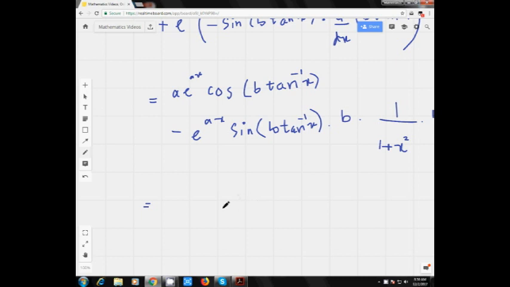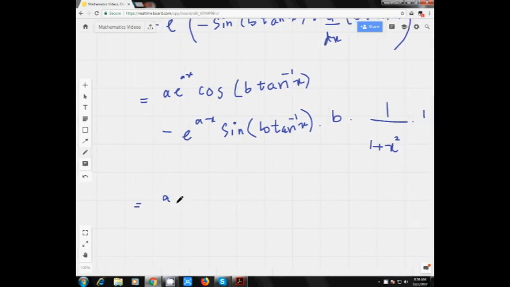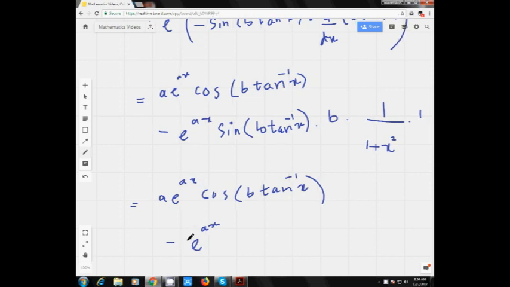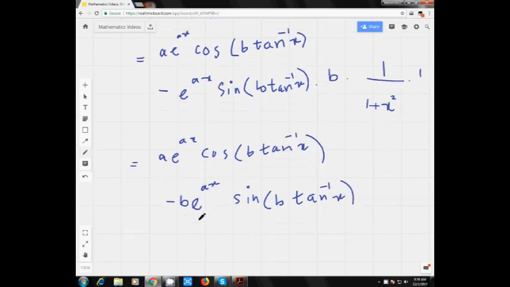This is simply equal to a times e raised to the power x cos of b tan inverse x minus e raised to the power x, and b could be written in the first, yes, b, and the next one becomes sine b tan inverse x, and the whole of it is divided by 1 plus x square. I think that this is the answer of your question.